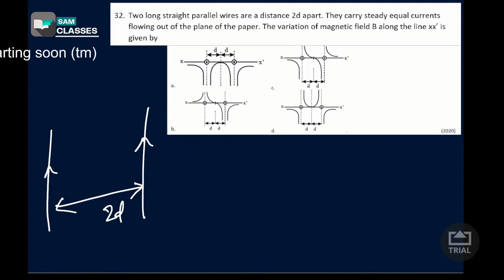Just now we did this question. If two wires carry current in the same direction, they attract each other. Correct. Yes or no till here? Everybody got it. They attract each other. Now, we also know the formula. Magnetic field is mu naught I by 2 pi r. Correct.